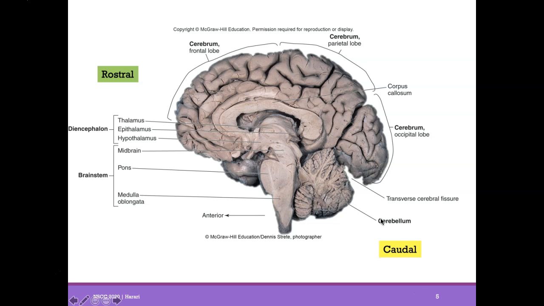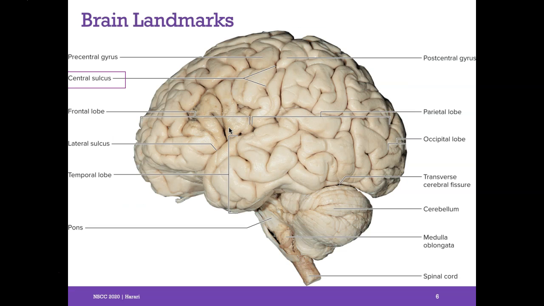So those are the directional terms. And in this image, you can see the cerebrum, which takes 80% of the volume. This is the cerebrum from here all the way here. Then we have the transverse cerebral fissure that separates the cerebrum from the cerebellum. And then we have the diencephalon and the brainstem over here. So far you should be acquainted. Brainstem, cerebellum, cerebrum, diencephalon. So make sure you're comfortable with those terms.